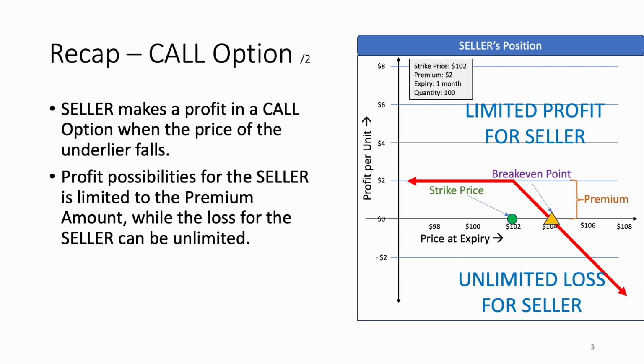In the case of a seller, if the price of the underlier rises, the loss of the seller will keep on increasing. As the price of the underlier keeps rising, the loss of the seller keeps increasing. However, if the price of the underlier falls, the seller will have a fixed amount of profit. That is, the maximum profit the seller can get is the amount of the premium agreed in the contract. So for the seller, unlimited loss is possible from a call option, but he can only make a limited amount of profit from the call option.